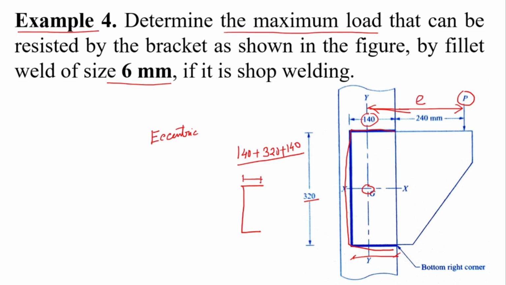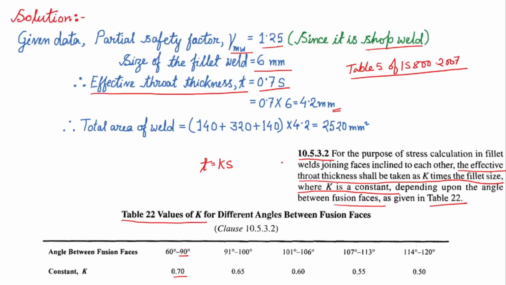The top and bottom arm is 140 and its vertical part is 320. So this is the length of the weld. With the length of the weld, if I multiply the effective throat thickness, I will get the total area of the weld, which is 2520 mm square.